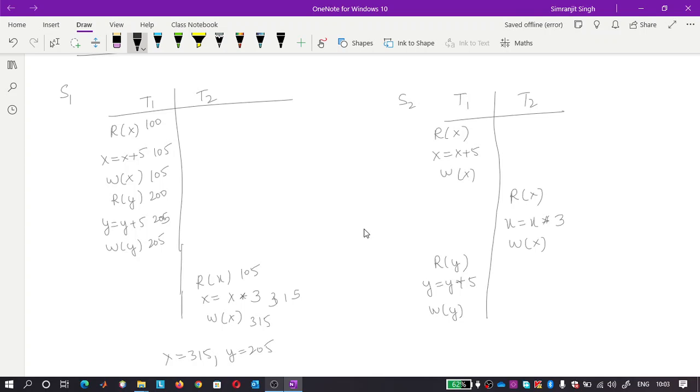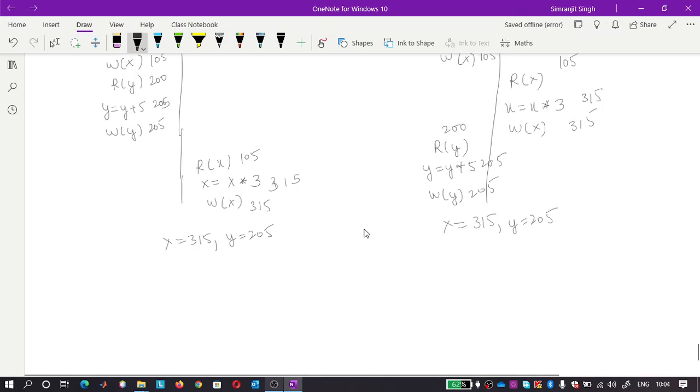Okay, so check here again, it is 100, you are adding 5, so it is 105. Again, the value is read as 105, multiplying it by 3 gives 315, and you are writing the value 315. Again, the value is 200, 205, and you write the value 205. So, what is the value of X? X is 315 and the value of Y is 205. Okay. So, you're seeing here the results at the end are equal. So, a non-serial schedule is producing the same effect as a serial schedule. So, you can say that S2 is serializable, and moreover it is result serializable.